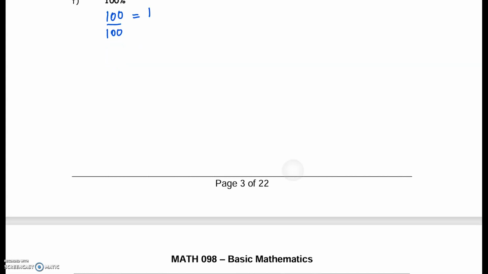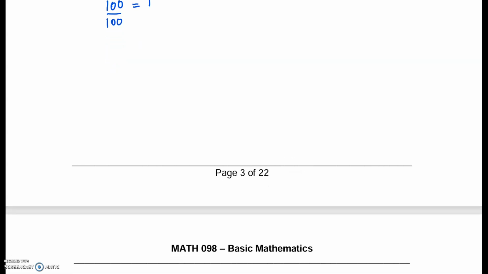So changing any percent, let's say 3%, to a fraction. So always think about what you're doing. You want to change it to a fraction. So read it carefully. It's 3 per 100, and that is the fraction associated with the percent.